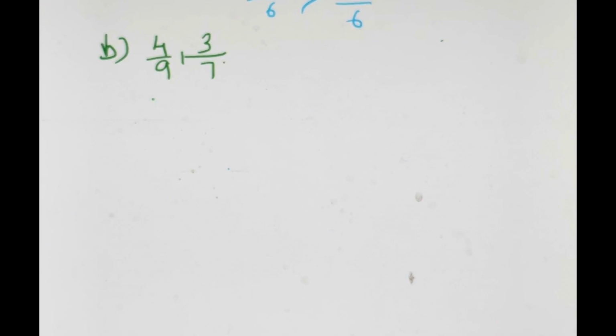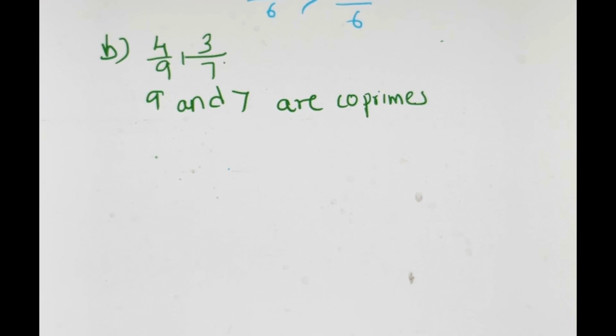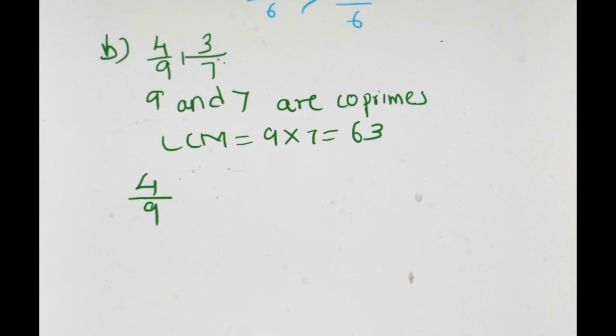Question B is 4 upon 9 and 3 upon 7. Now here again 9 and 7 are co-primes, so LCM will be their product. 9 7s are 63. When they are co-primes and LCM is their product, you need to multiply. You can say cross multiplication. The denominator of this will be multiplied with this fraction. So multiply both by 7. 7 4s are 28 and 9 7s are 63.